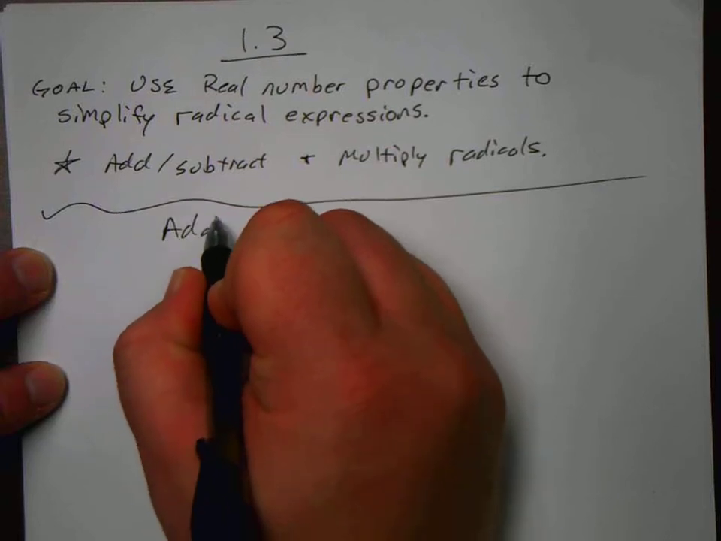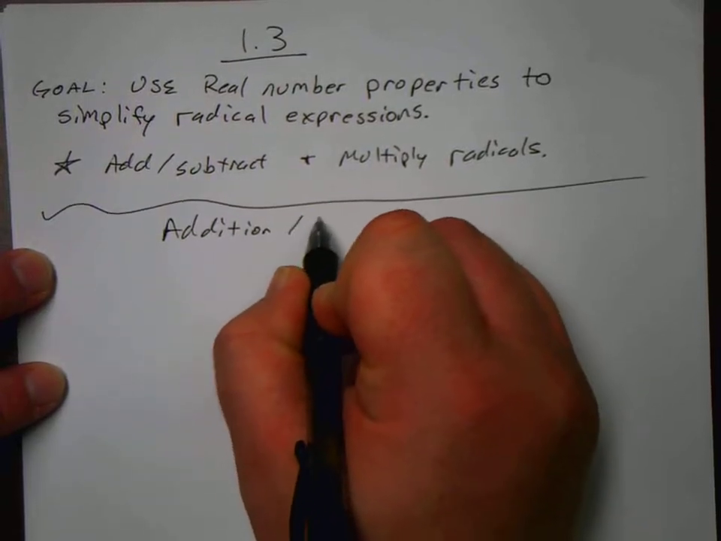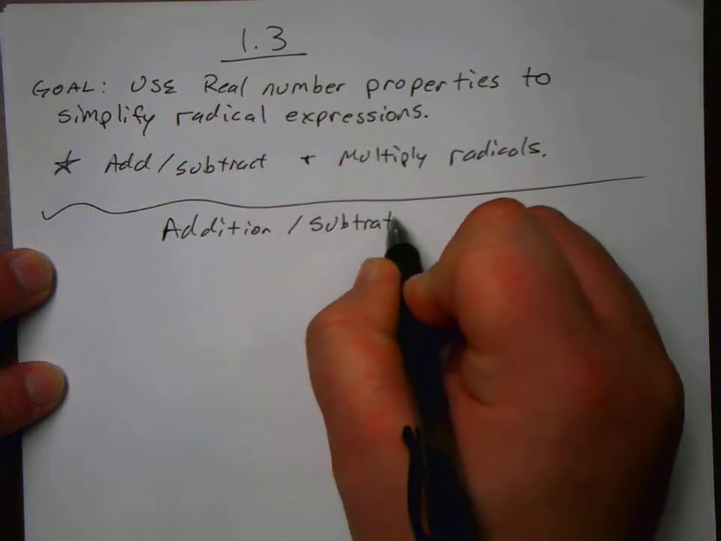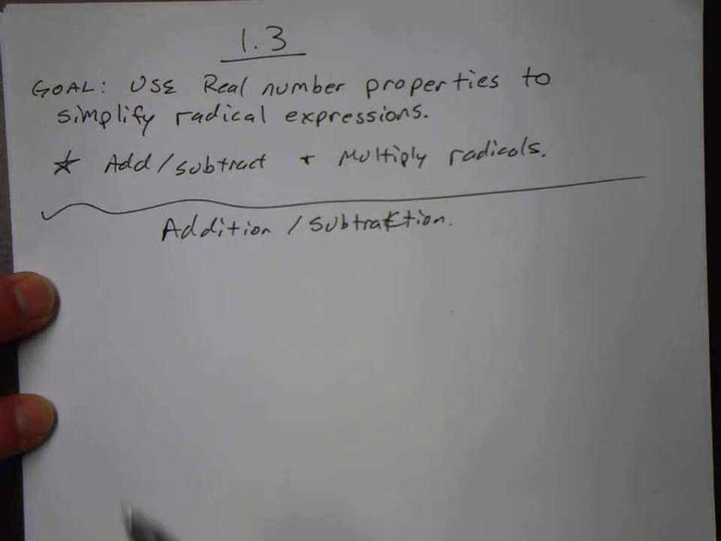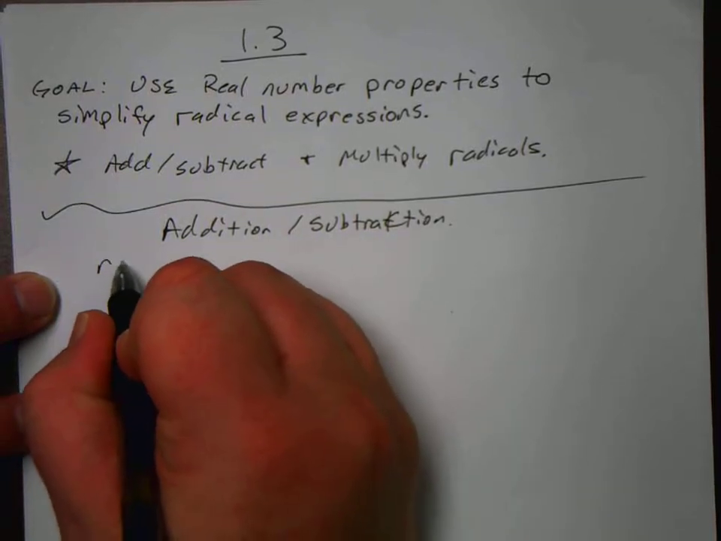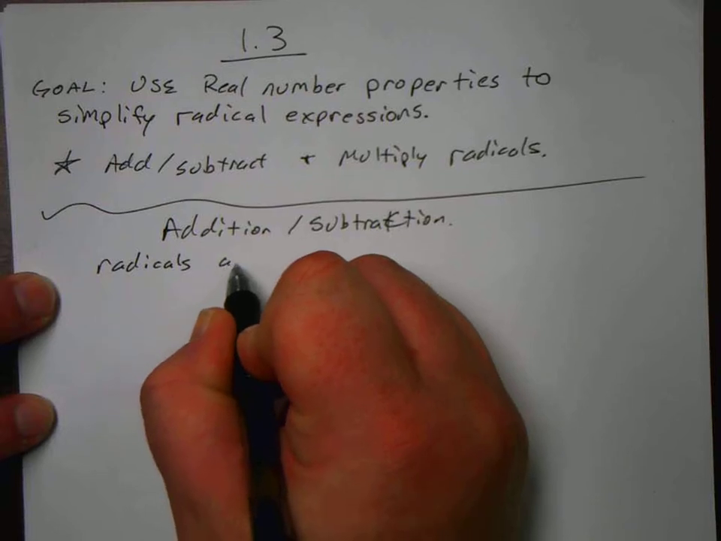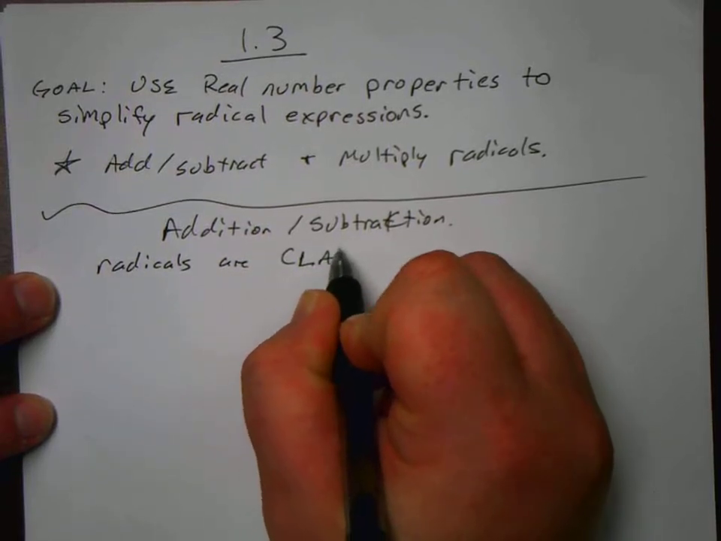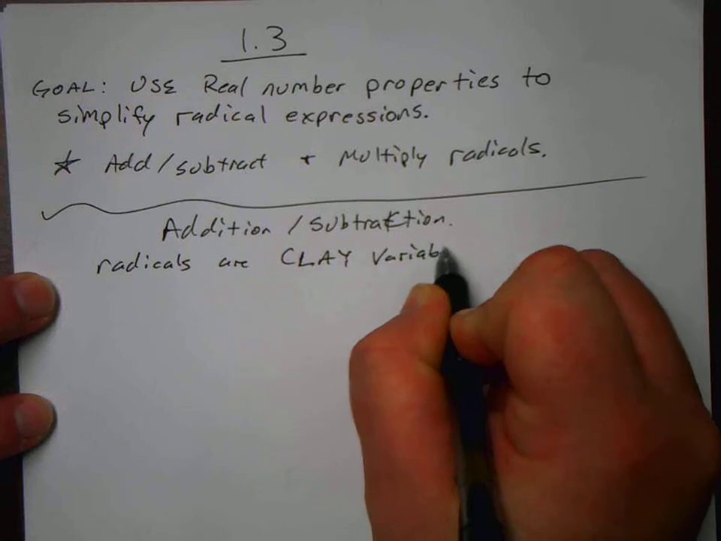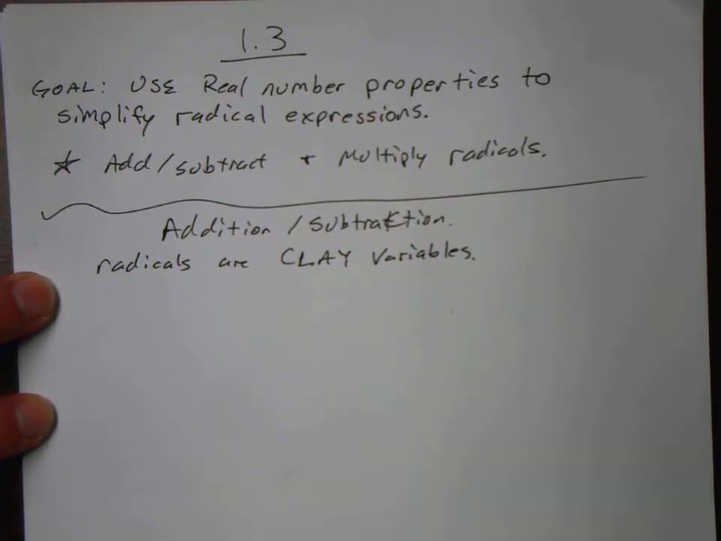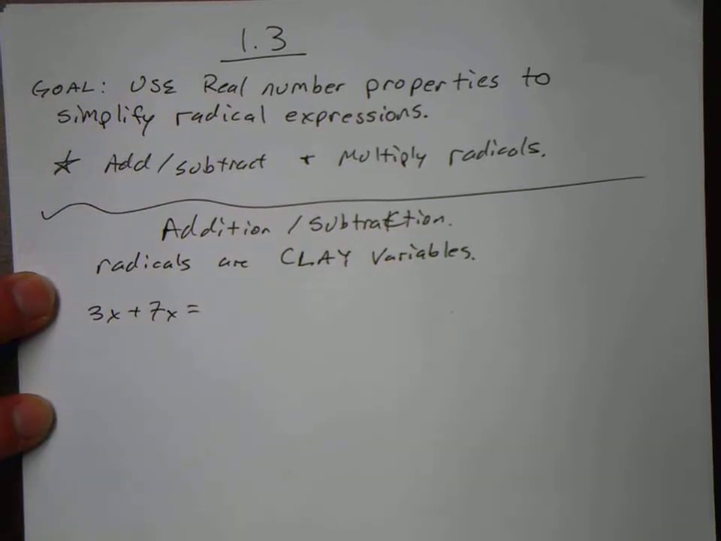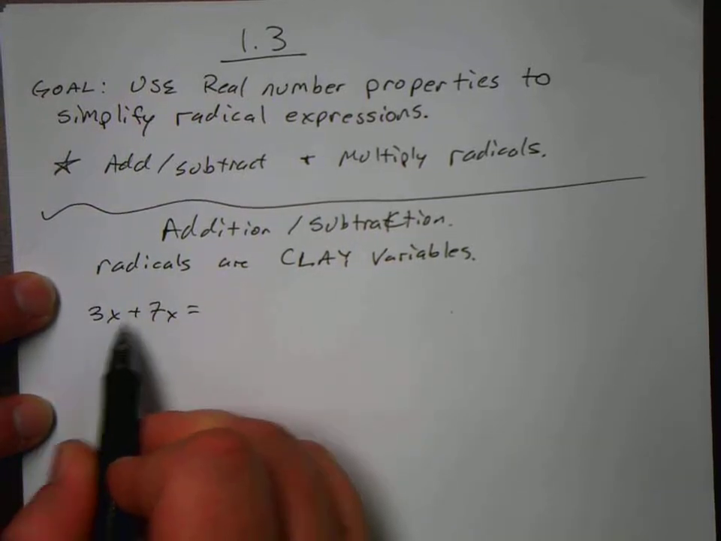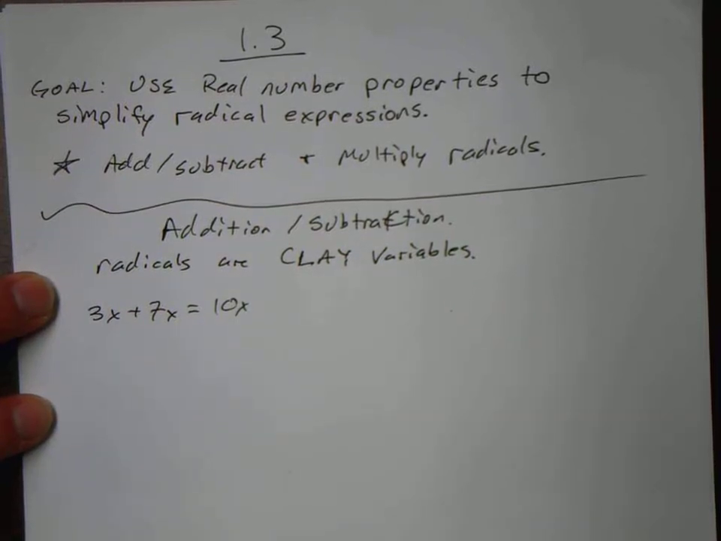When it comes to addition and subtraction, I like to think about radicals as clay variables. And here's what I mean by that. If I said 3x plus 7x, what would we end up with? Well, we'd end up with 10 x's. Right? So 3 x's plus 7 x's is 10 x's.